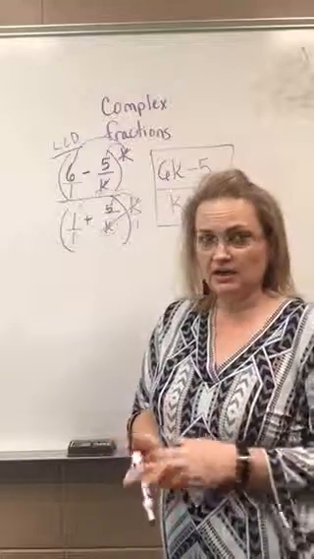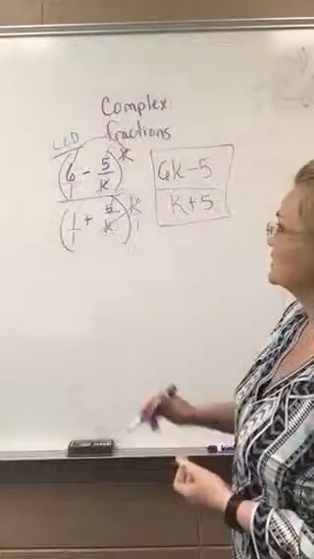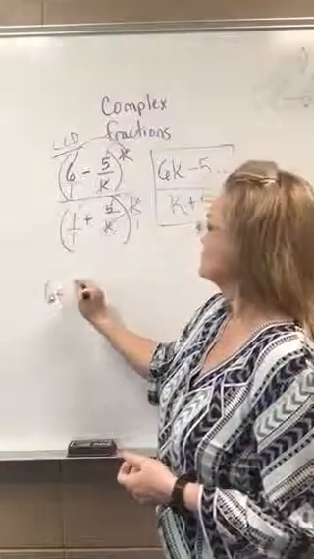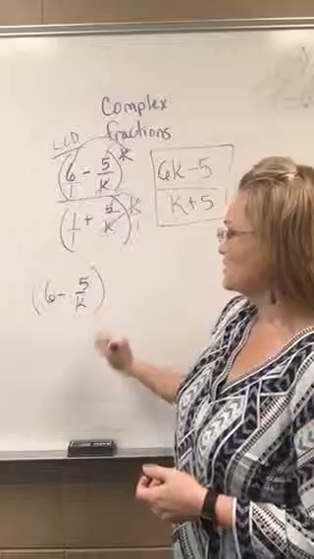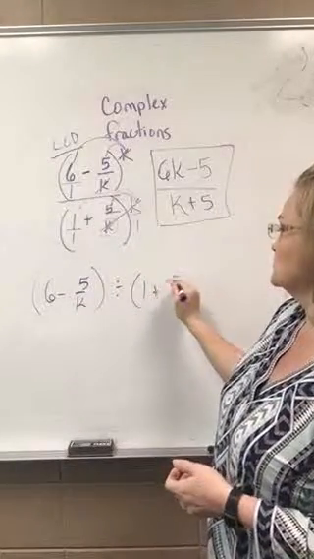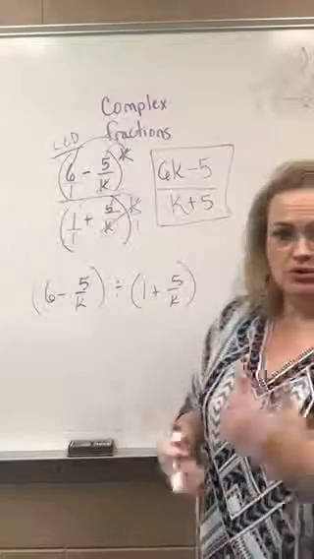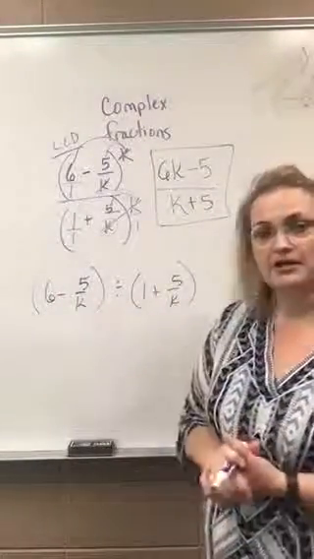Like I said, I would show you both methods. So the other method is to think of this as two separate problems. You got your numerator, 6 minus 5 over k, divided by this original denominator, which was 1 plus 5 over k. And so we'll work each part, the numerator, denominator separate, and then apply the division.